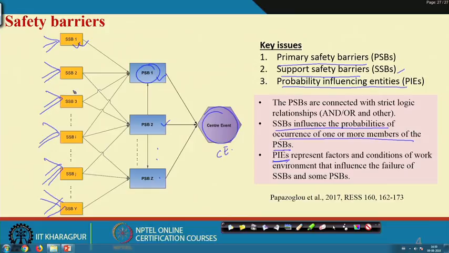depends on what? Some conditions of work environment. Okay, so there will be many critical hidden factors and conditions that ultimately lead to the failure of the support safety barriers or some of the primary safety barriers. So, they are known as PIE, probability influencing entity. Suppose this is PIE 1, so this last one will be maybe PIE Q. So, there will be a set.